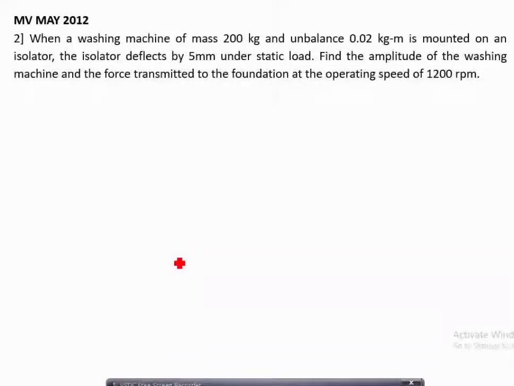Hope you have understood how to solve such type of problem. Now let us move on to the next problem, that is problem number 2 on the washing machine. So when a washing machine of mass 200 kg, so what is being given here? Let us start writing the solution.